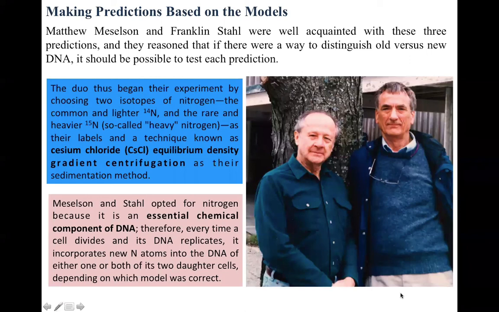These are the two people, Matthew Meselson and Franklin Stahl. They provided an accurate methodology to show that DNA undergoes semi-conservative replication. They used isotopes of nitrogen: N14 is the naturally occurring isotope, which is common and lighter, and the rare and heavier isotope is N15, called heavy nitrogen. These N14 and N15 were used to label the DNA molecules to prove that DNA undergoes semi-conservative replication.